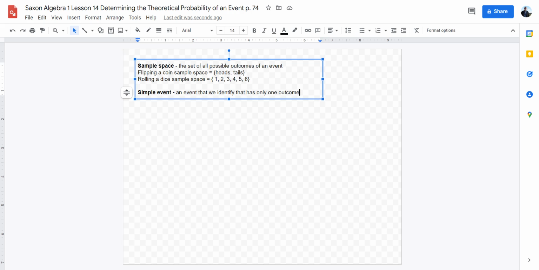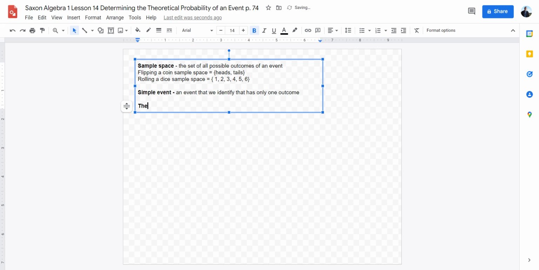So you could say, what is the probability you roll above a 4 on a dice? And the simple event is rolling the dice. So that particular roll of the dice that we identified has one outcome. Then we roll it again. That's another event that's going to have another outcome. Okay? So that's what a simple event is. It's an event that has one outcome, and we're going to be analyzing those outcomes to identify what the probabilities of the different possible outcomes will be.